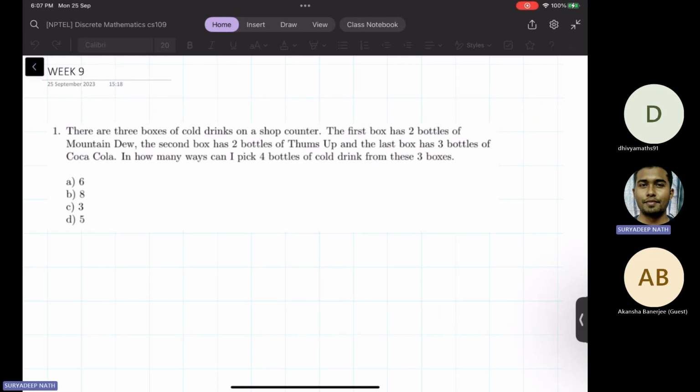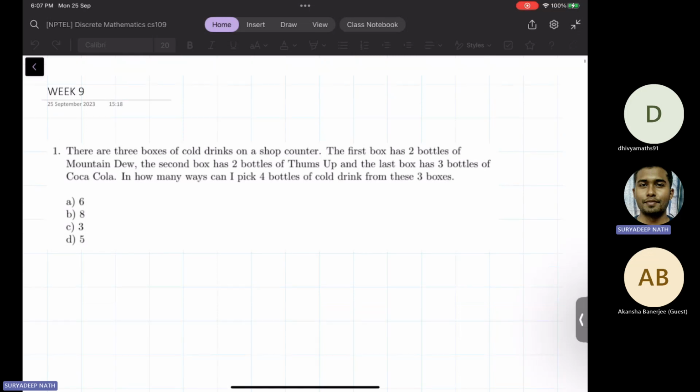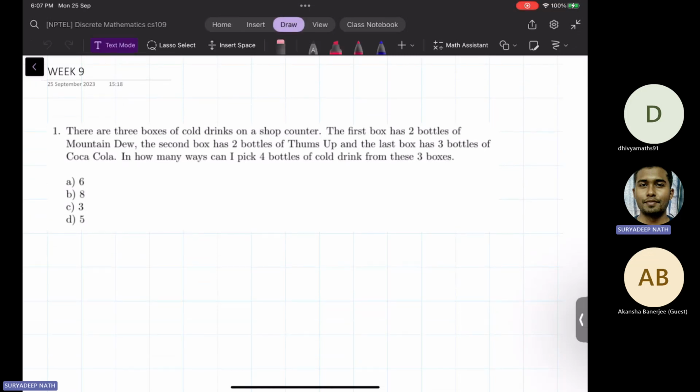All right, I hope you can see the screen. So let's get started. So coming to the first question. There are 3 boxes of cold drinks on a shop counter. The first box has 2 bottles of Mountain Dew. The second box has 2 bottles of Thumbs Up. And the last box has 3 bottles of Coca-Cola. In how many ways can I pick 4 bottles of cold drinks from these boxes?